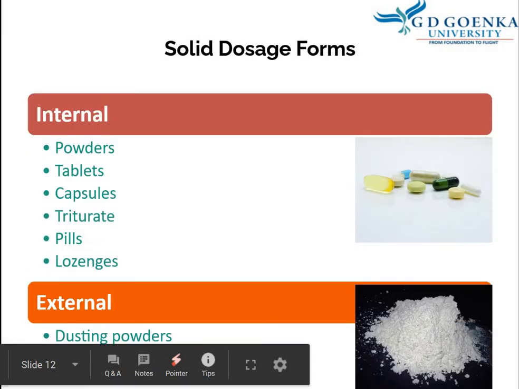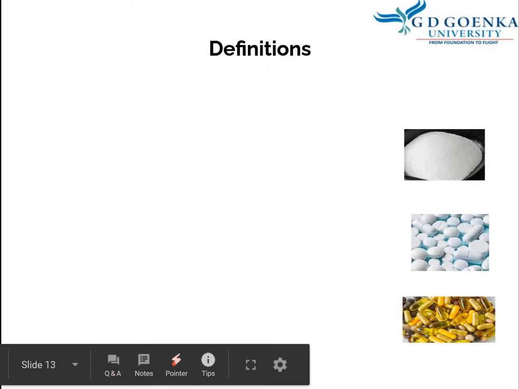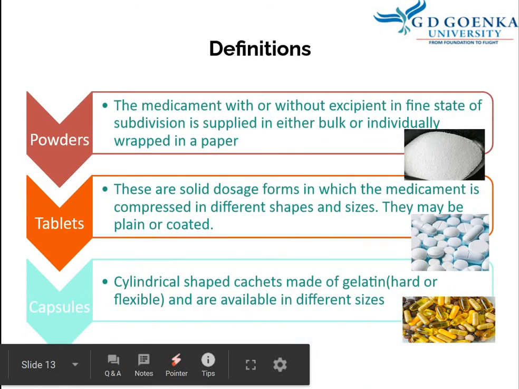The solid dosage forms, as we have studied, are of two types, internal and external. Internals include powders, tablets, capsules, triturates, pills, and lozenges. They are all meant for consumption and ingestion. The solid dosage form for external use is dusting powder. Let us study a brief definition of all these solid dosage forms.